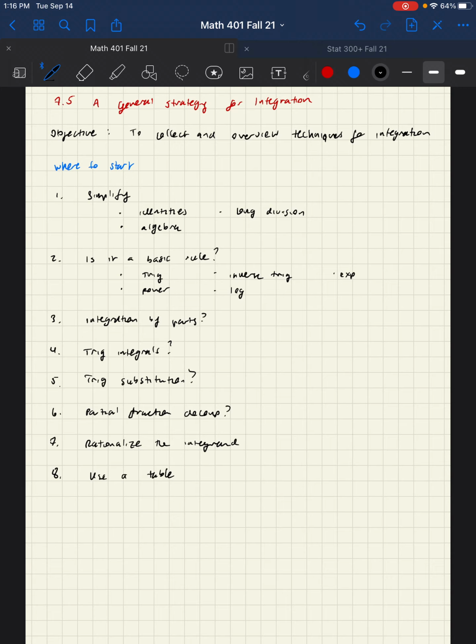You can use a table of integrals. That's the subject of the next section. A table of integrals is a book, or a short document, that contains a bunch of different general integrals, and you can play around with them and see which one will work. You could also use a computer algebra system.